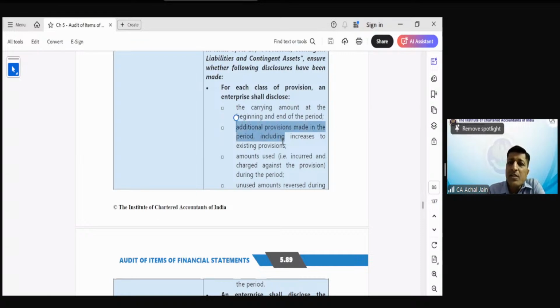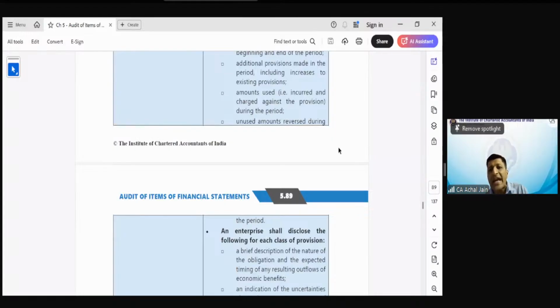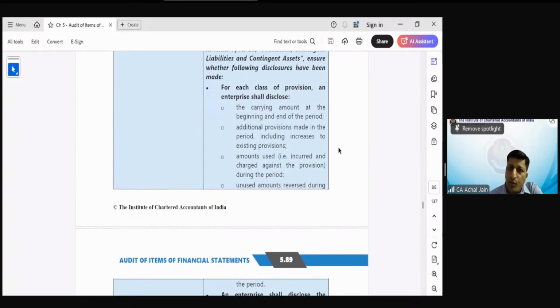Any additional provisions made during the period, and amounts which are utilized, result in deletions. If some provisions were created but not actualized and have to be reversed, again it talks about the deletion. So this is called a movement. In respect of provisions, there will be a movement which will have to be disclosed, or presented, in the financial statements.